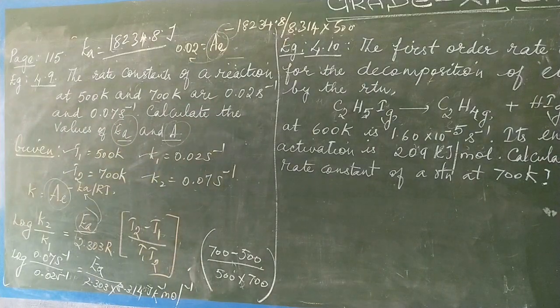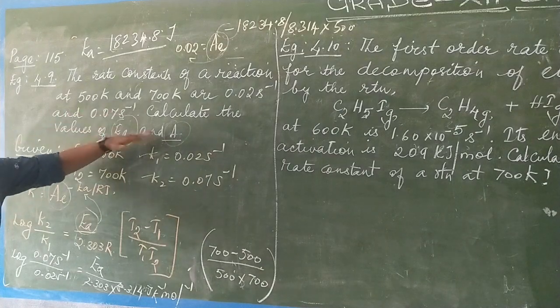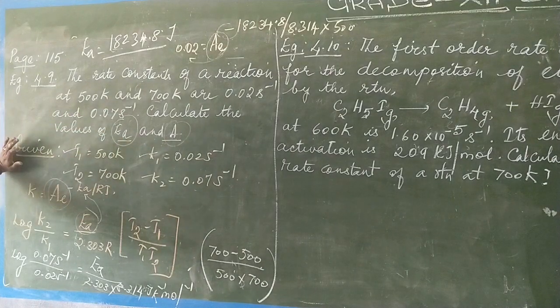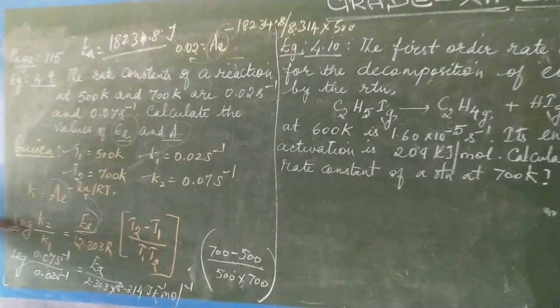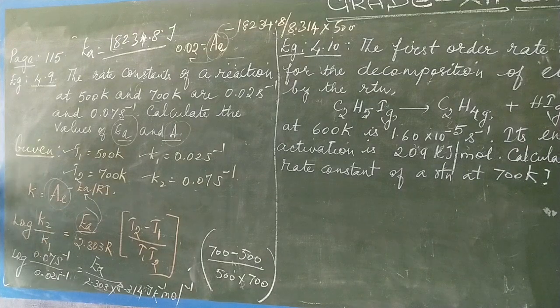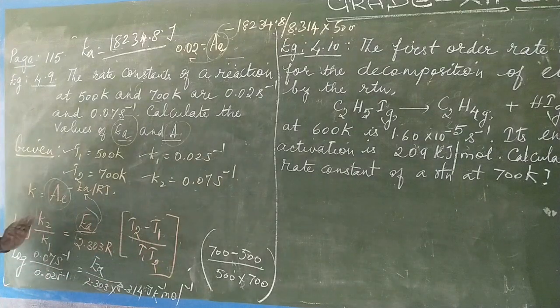Okay, so this is how we have to do it. The rate constants of a reaction and the temperatures are given, and you have to find the value of EA and A. When a question on EA and A comes, this question will definitely be asked. There are only two formulas. One is K is equal to A e to the power of minus EA by RT, the other one is log K2 by K1 is equal to EA divided by 2.303 R into (T2 minus T1) divided by T1 into T2. When you substitute in the second formula, you will get the value of EA. I have put in all the values. You have to simplify and find the answer for this EA.